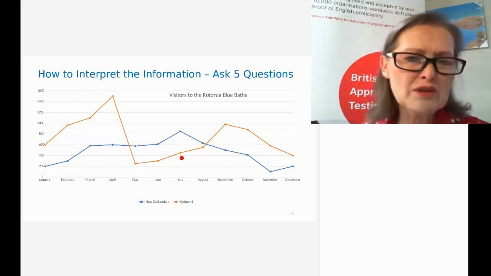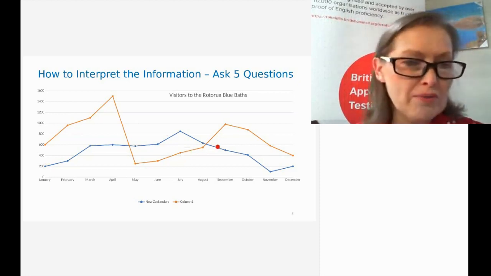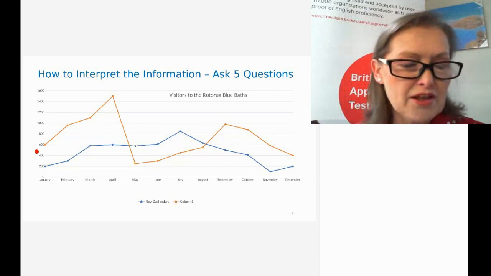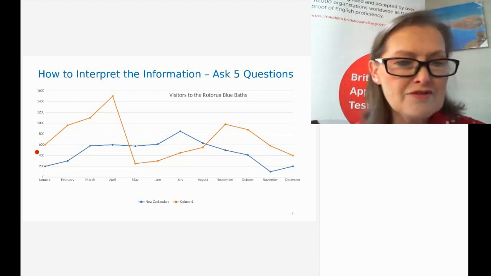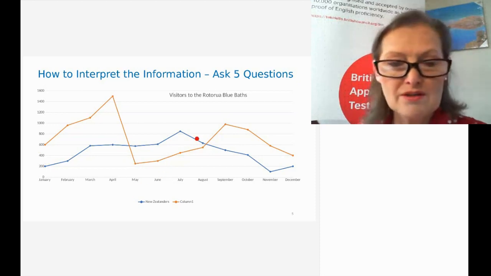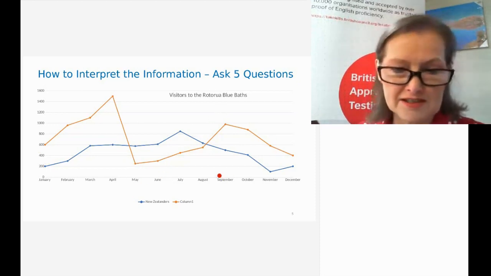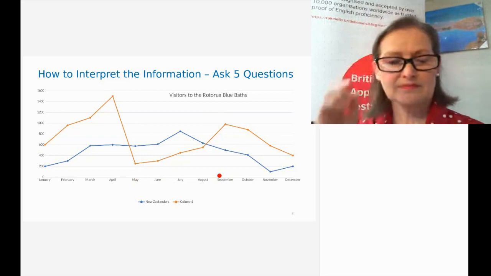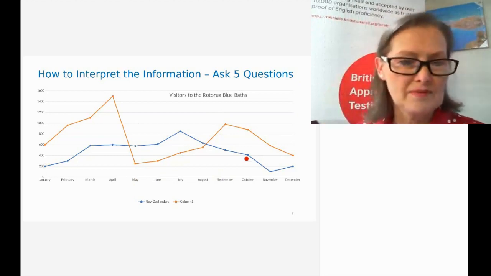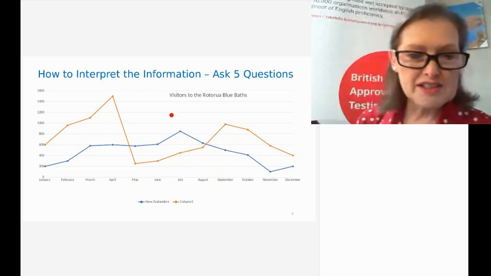If I was looking for a second point, I could perhaps comment that the figures for the overseas visitors fluctuated far more than the New Zealand visitors. Now let's have a look at the details.